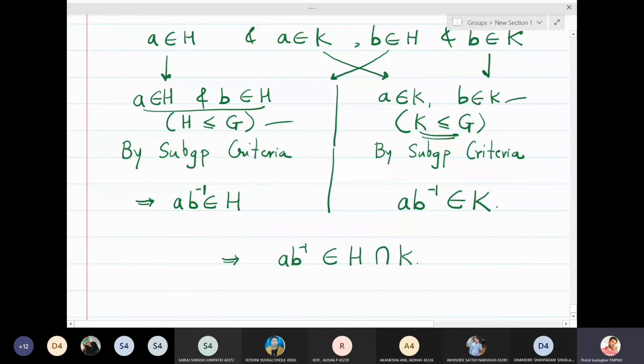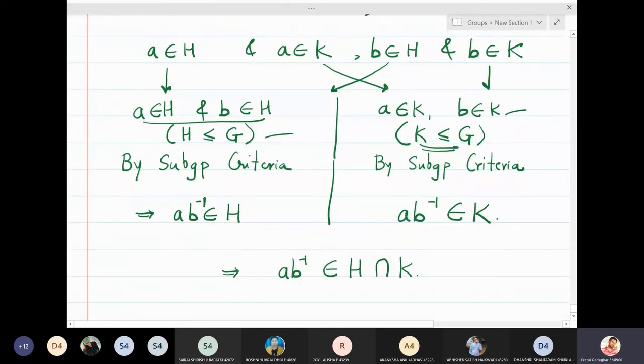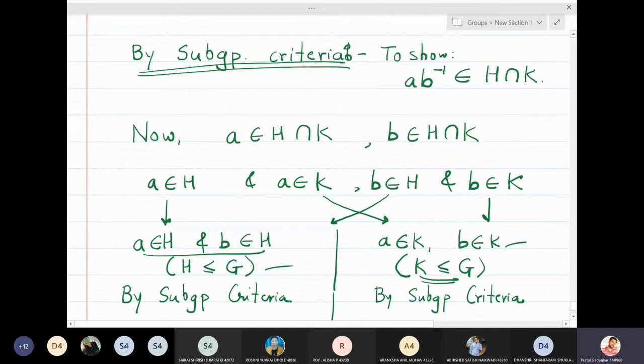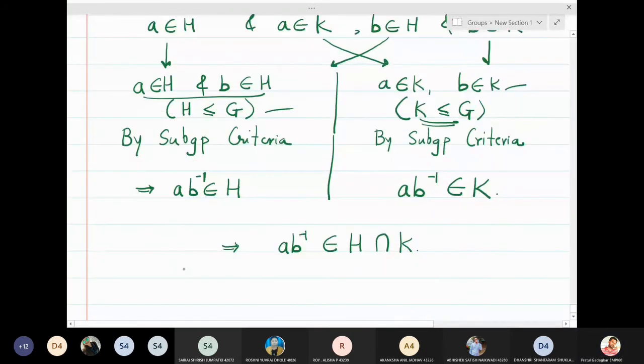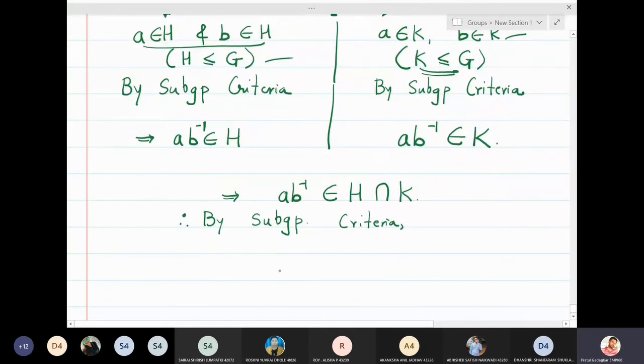And this is exactly what we were wishing to prove, right? So AB inverse belongs to H intersection K. Therefore, by subgroup criteria, I can now say that H intersection K is nothing but a subgroup of G. Hence, the result is proved.